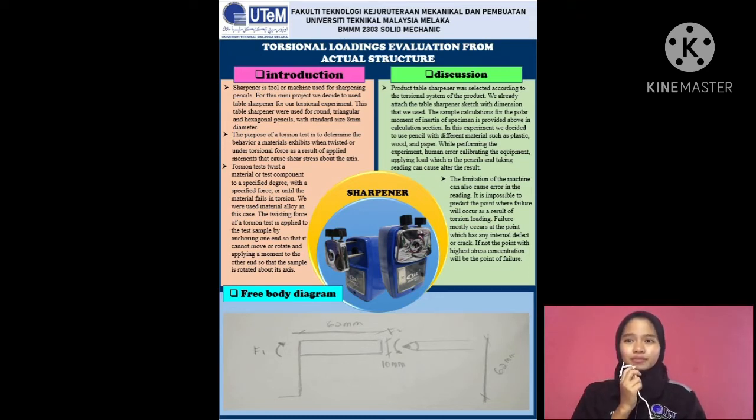It is impossible to predict the point where failure will occur as a result of torsional loading. Failure mostly occurs at the point which has any internal defect or crack. If not, the point with higher stress concentration will be the point of failure.